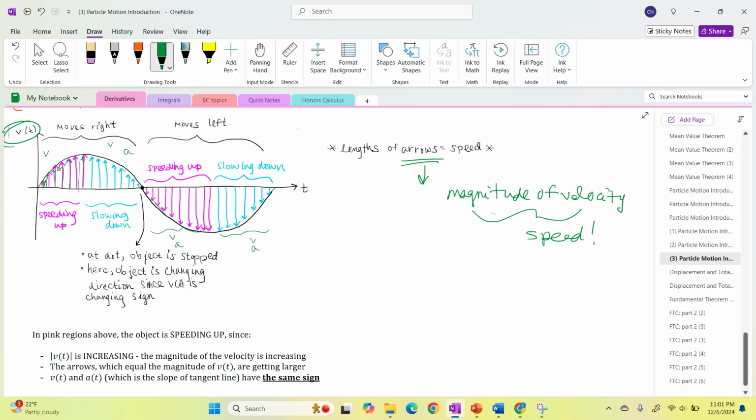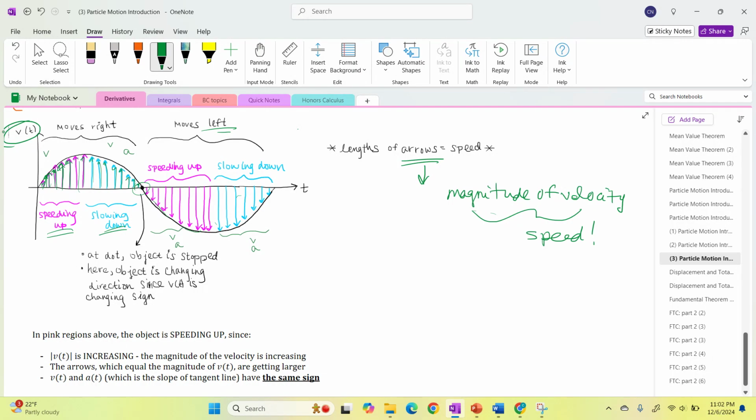So right here in this portion, your arrows are getting larger, which means your speed is increasing, which means you're speeding up. Here, your arrows are getting smaller, so the magnitudes are decreasing, which means you're slowing down. The speed is decreasing, so that would be slowing down. Here, your arrows are increasing. You're moving to the left now. The arrows are getting bigger, so you're moving left and going faster and faster. So picture that. And then here you're still moving to the left, but you're moving slower and slower because the magnitude of the velocity is decreasing. The arrows are getting smaller. And again here, you're not moving.